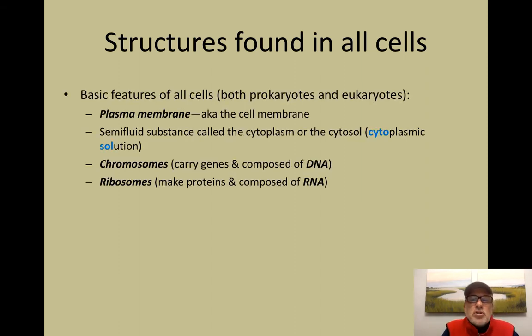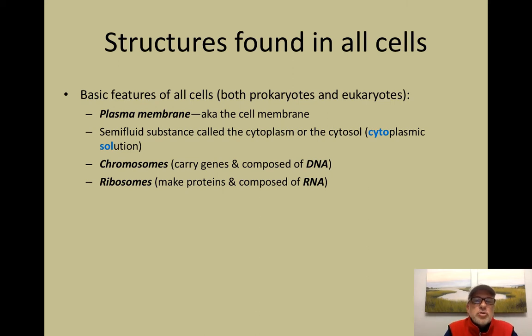The basic features of all cells, both prokaryotic cells and eukaryotic cells, about which I'll have much more to say in the next few minutes, are the plasma membrane, which is also known as the cell membrane, and it forms the outside boundary of the cell. A semi-fluid substance inside the plasma membrane called cytoplasm, or also known as cytosol. And cytosol is just a word that is made by shortening cytoplasmic solution. And a solution, don't forget, is any liquid into which other substances are dissolved.